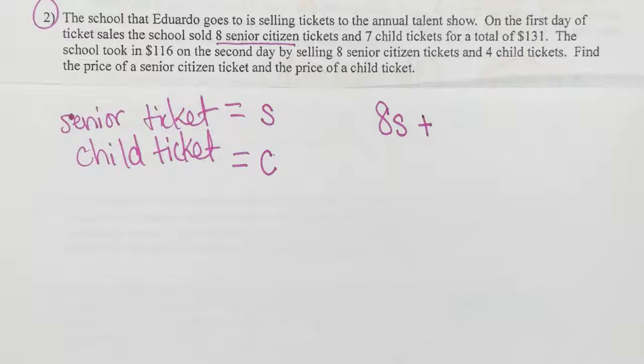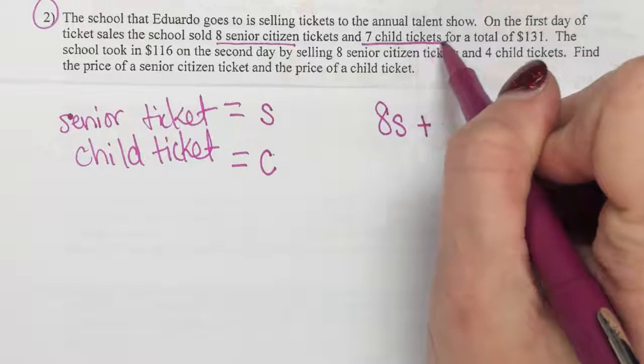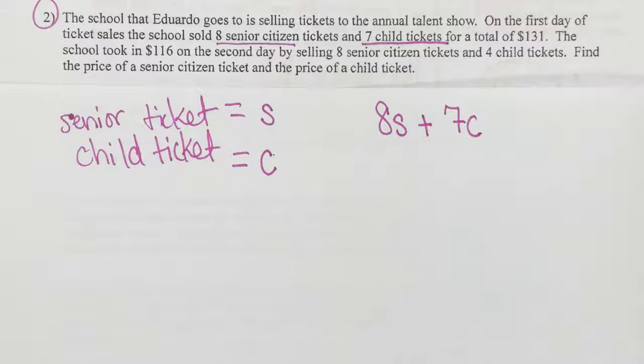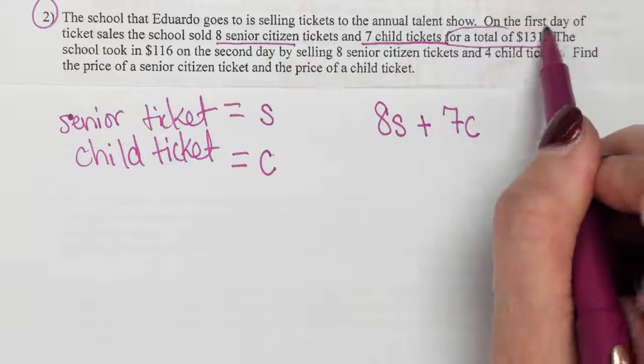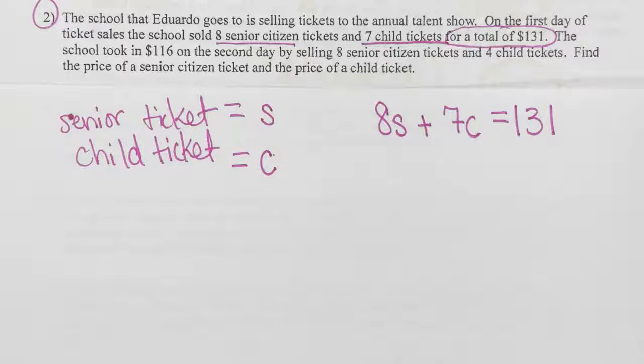What's the next number that came after 8 senior citizen tickets? 7 what? There you go. So somebody said 7C. Perfect. And then what does this mean right here? For a total of $131. Equal. There you go. Is that starting to look familiar?